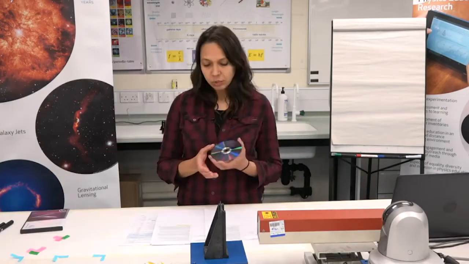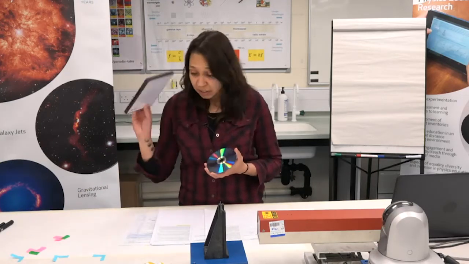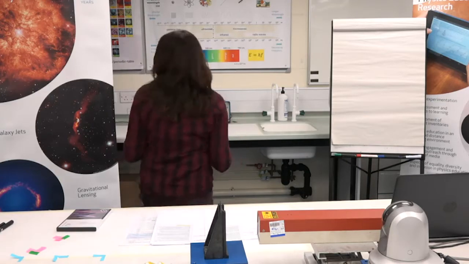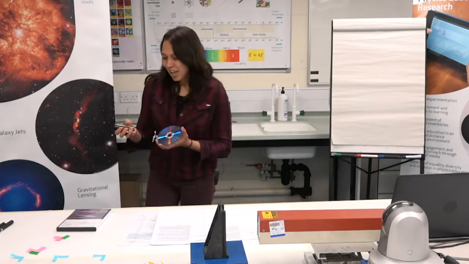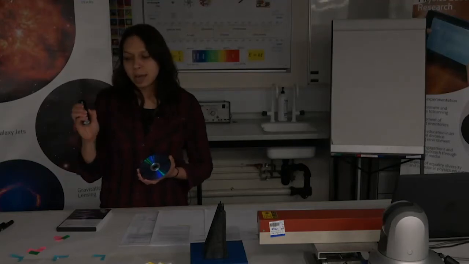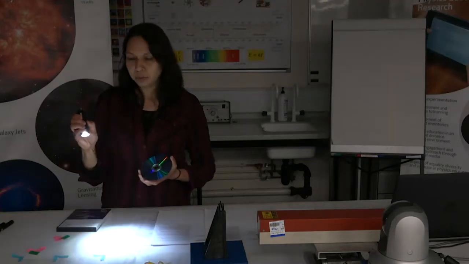So here I have a DVD. It's actually a level 3 electromagnetism DVD. You can use any DVD you like. And what I'm going to do is find my torch, and I'm going to investigate the properties of the visible light that is emitted by this torch.